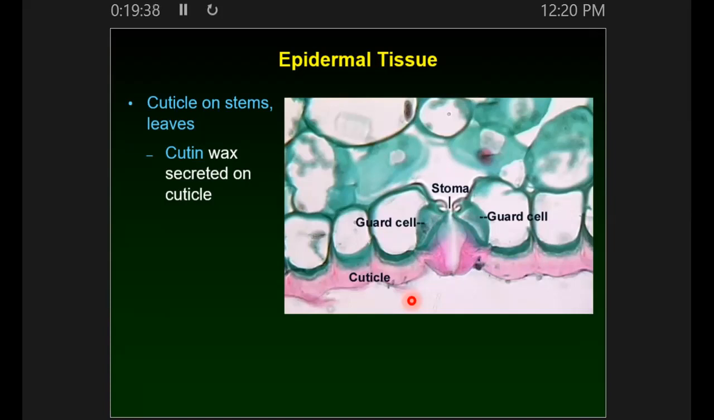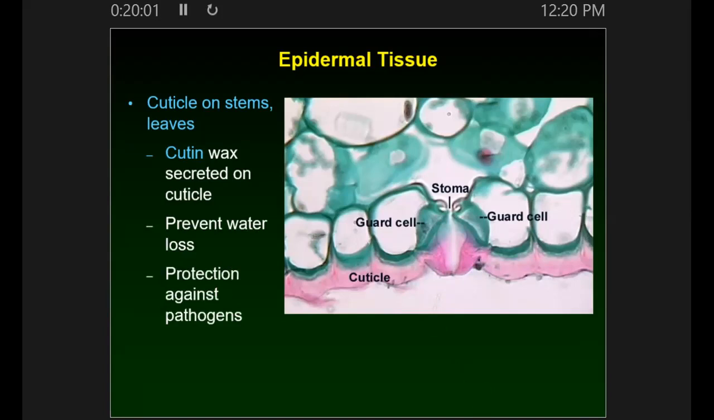All right, and again, that thickness can vary, but it's really, really good at waterproofing. And then because of all that wax, really the only water loss is through the stomata. And the guard cells can control that quite precisely. So it's a nice strategy.